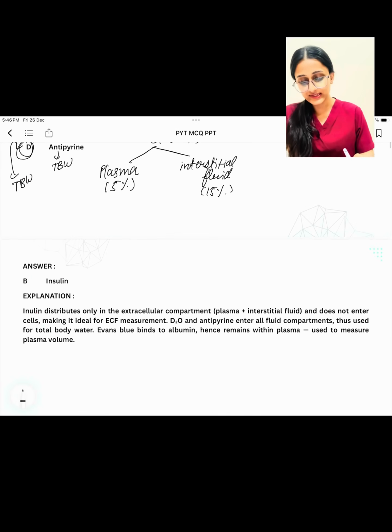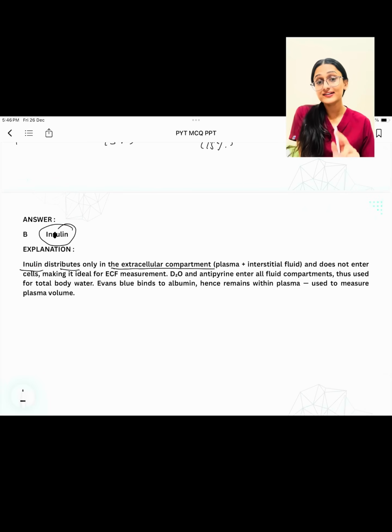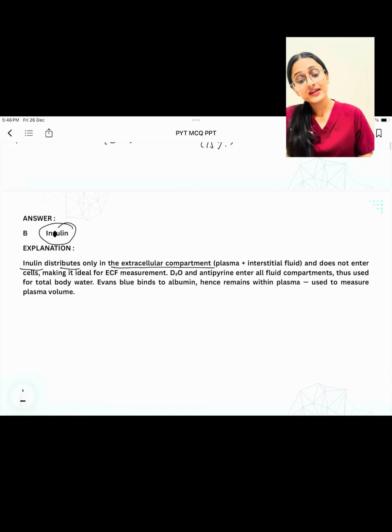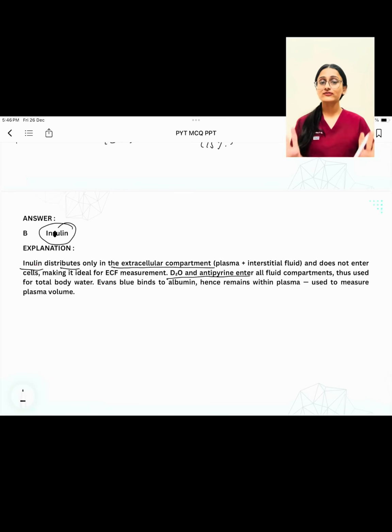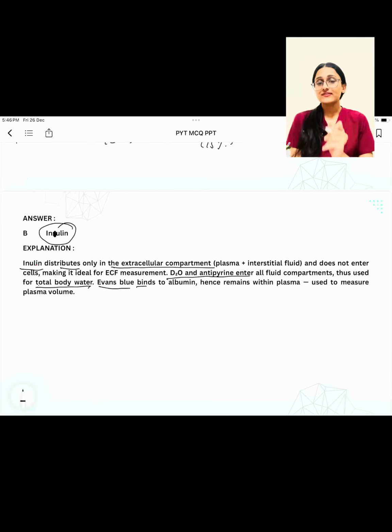That's it. So let's see. Yes, I told you that the answer will be inulin, because inulin distributes only in the extracellular compartment and it does not enter the cells. That's why it is ideal for ECF measurement. D2O, T2O and antipyrine all enter all the fluid compartments, thus used to measure total body water. That I told you already. And Evans blue binds to albumin in the plasma, and that's why it is ideal to measure plasma volume. Simple.